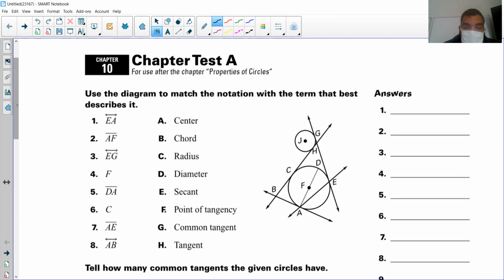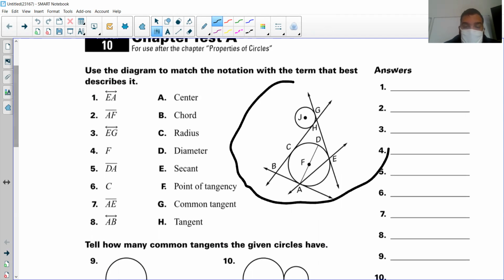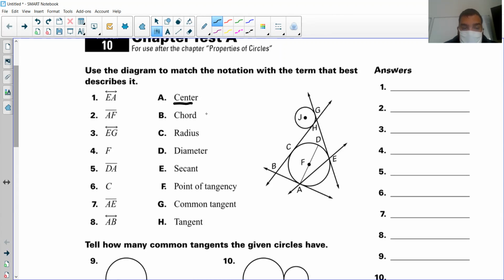All right. So first, we got this jumbly mess of circles and lines, and we got to identify a couple of things. What I like to do is use the letter first to figure out what it is. So a center, I need to find the center. The centers are the middle of the circles, so that's either J or F. I see an F here, so number 4 is A, because that's a center.